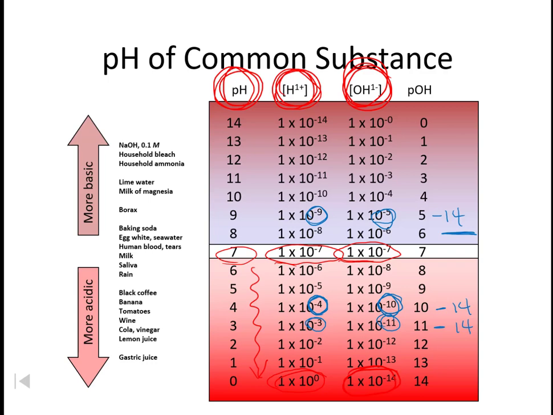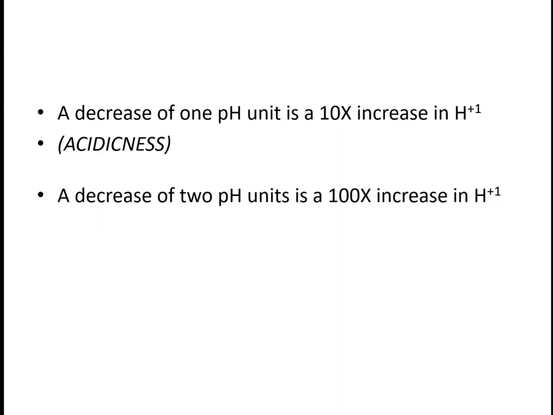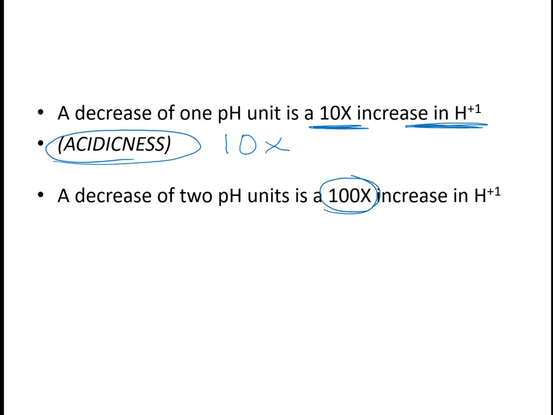So let's run through a few practice problems. If we have a decrease of 1 pH unit, that would be a 10 times increase in hydrogen ion concentration. That means we are becoming 10 times more acidic. If we decrease 2 pH units, moving down 2 units, then that would be a 100 times increase in our hydrogen ion concentration, which means in that case we are 100 times more acidic.